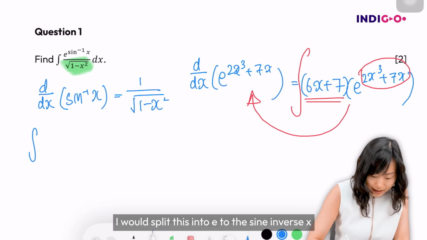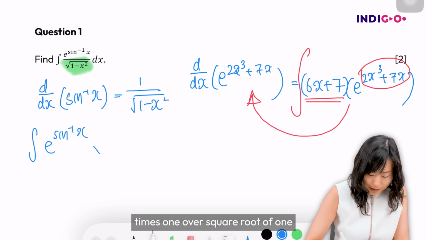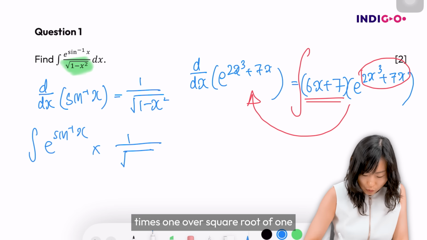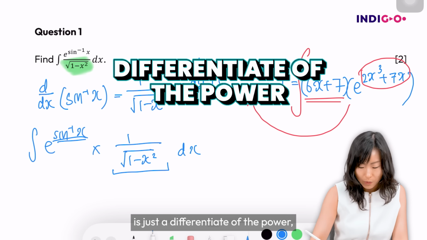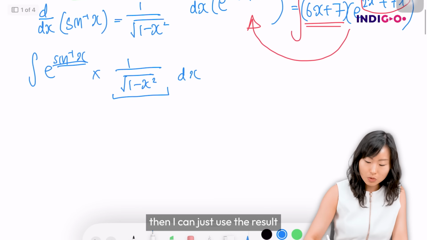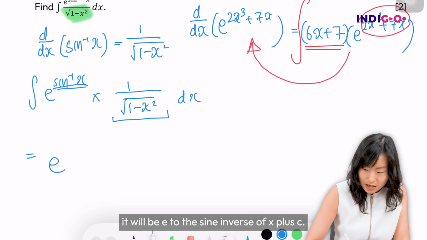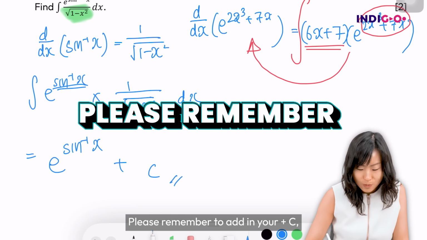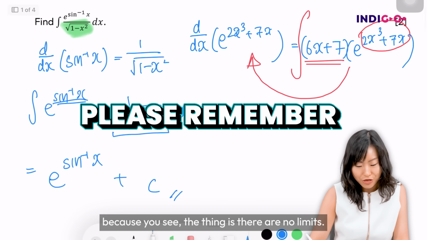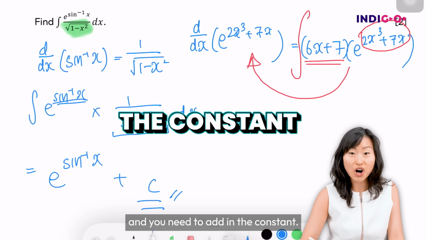I would split this into e to the sine inverse x times 1 over square root of 1 minus x squared dx. And you realize, since this expression is just a differential of the power, then I can just use the result that we had shown earlier and say it will be e to the sine inverse of x plus c. Please remember to add in your plus c, because you see the thing is there are no limits, so it's an indefinite integral and you need to add in the constant.